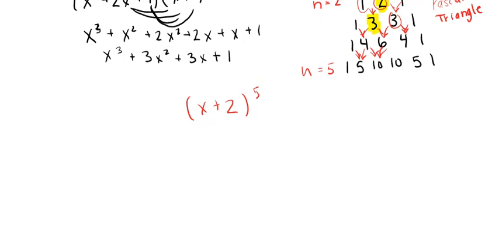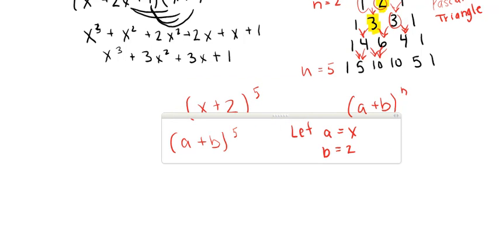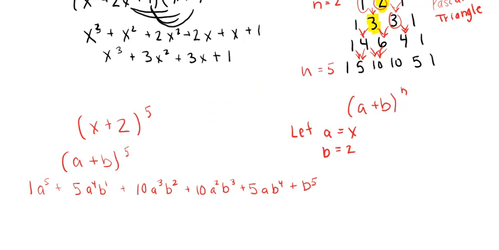Now part of the problem in this one is that we have an x and a 2. We're used to seeing an a and a b to the power of n, but that's okay, we're allowed to use an x and a 2. So let's let a equal x, and let's let b equal 2. Now instead we have a plus b to the power of 5, and we're fairly familiar with this expansion because it's in Pascal's triangle. So as a result you get this as your answer.